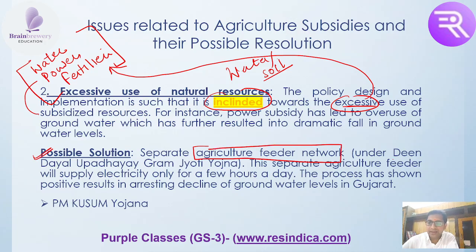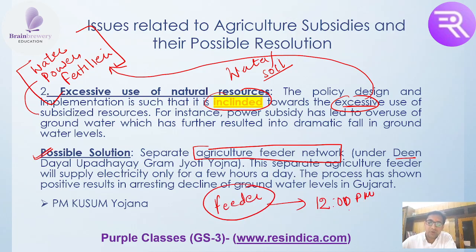So the possible solution suggested is that we should have a separate agriculture feeder network. We are creating it under the Deen Dayal Upadhyay Gram Jyoti Yojana, where a separate power network for agriculture will be provided, which will supply only for a particular number of hours a day. It is not like you are getting continuous 24 hours. In that feeder, it will say that from 12 p.m. to 3 p.m. we will be releasing the power for agriculture fields. So there will be a separate feeding line.